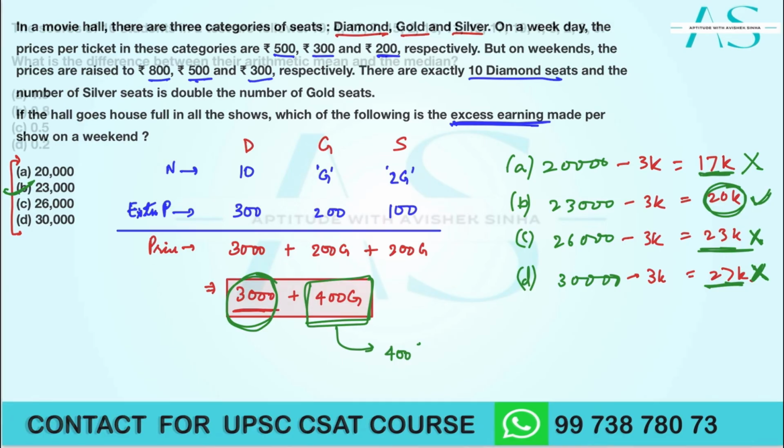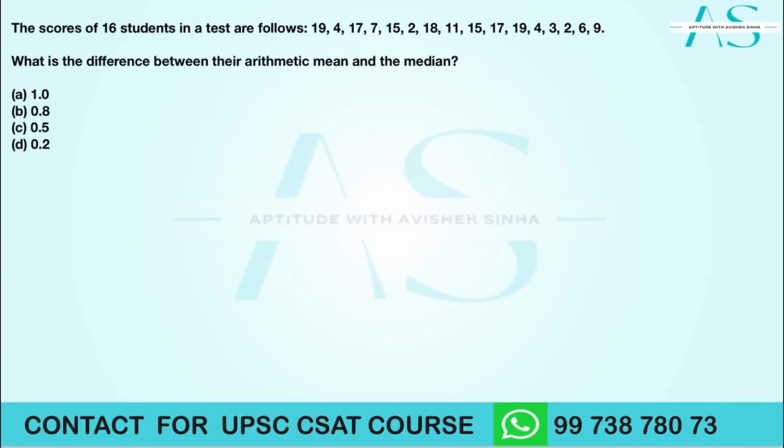I hope this helps. The scores of 16 students in a test are as follows. What is the difference between their arithmetic mean or average and the median? So for median, we need to arrange the given data in any particular order. It could be an ascending order or a descending order. Better क्या रहता है हमारे observation के लिए? We try to arrange the data in ascending order.